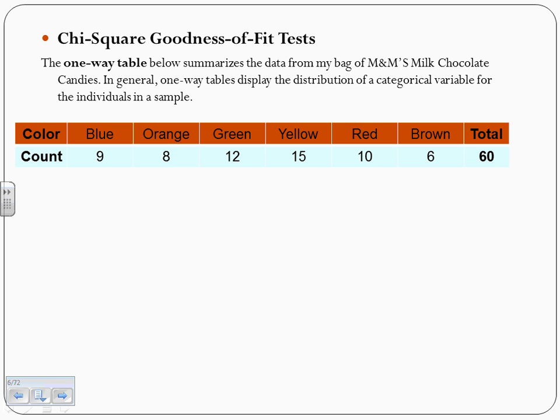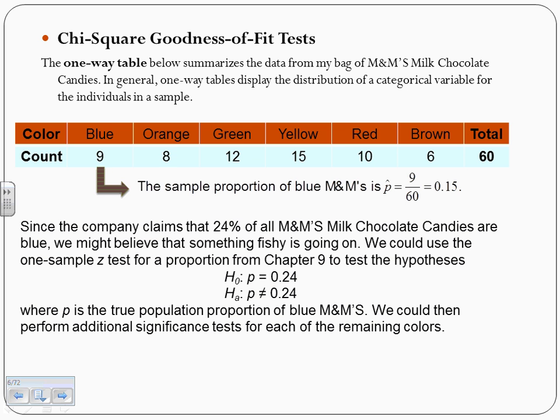So a one-way table below summarizes the data from my bag of M&M's milk chocolate candies. In general, one-way tables display the distribution of a categorical variable for the individuals in a sample. So here I can see that the sample proportion of blue M&M's would be 9 out of 60, which is 0.15. Since the company claims that 24% of all M&M's milk chocolate candies are blue, we might believe that something fishy is going on because we only got 15%.